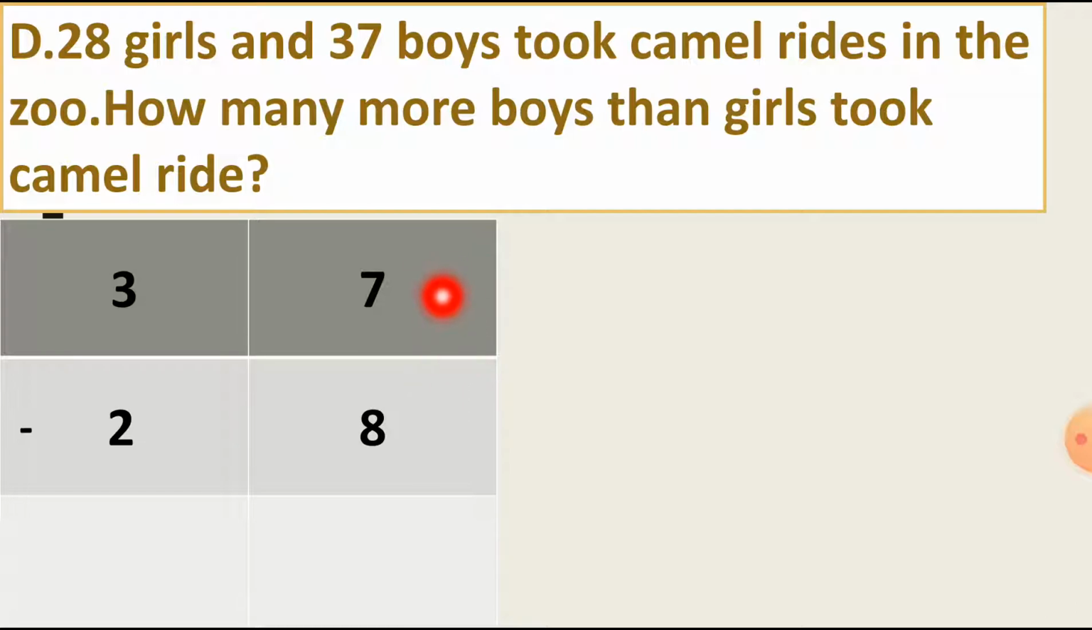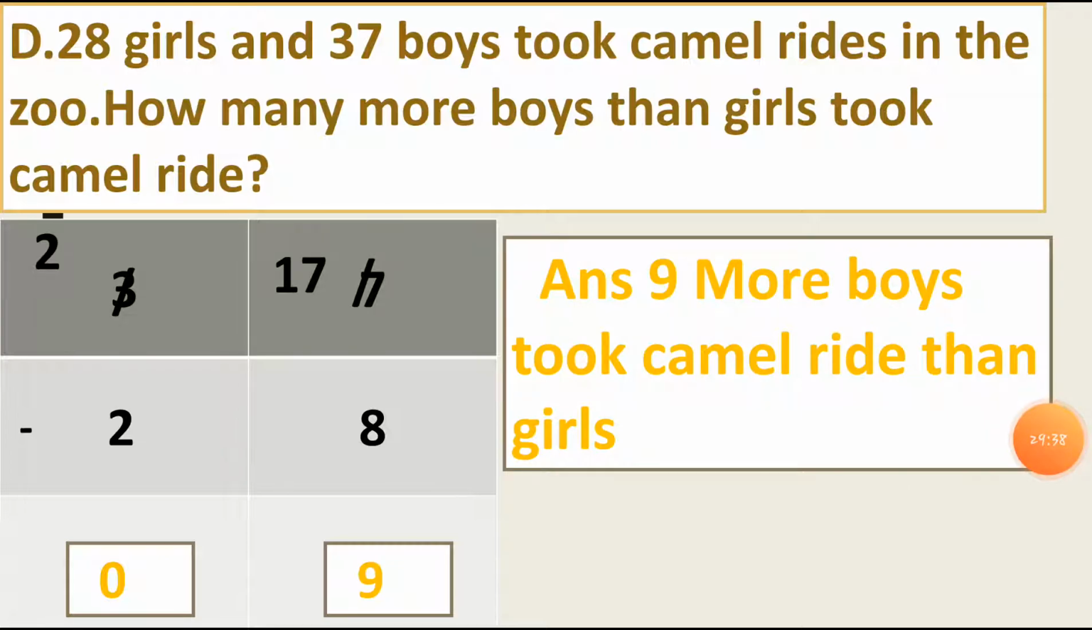Now at the ones column, 7 minus 8. But here the 7 is a smaller number and 8 is a bigger number. So we cannot subtract 8 from 7. So we have to take 10 from the tens column and cut the 7 this way. Now students, see this, here is the 7 and we have to add 10 to it. So 10 plus 7 is equal to 17 and we have to subtract 8 from it.